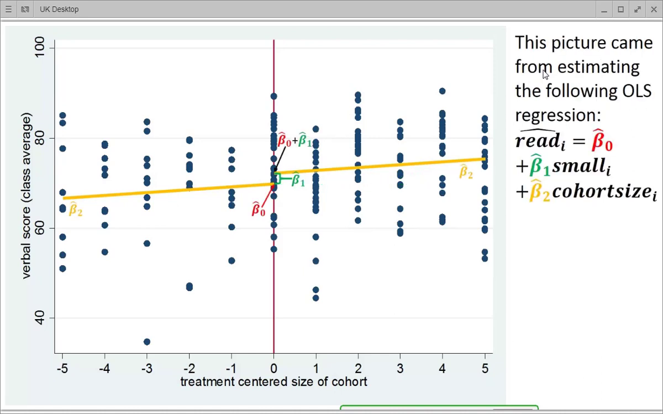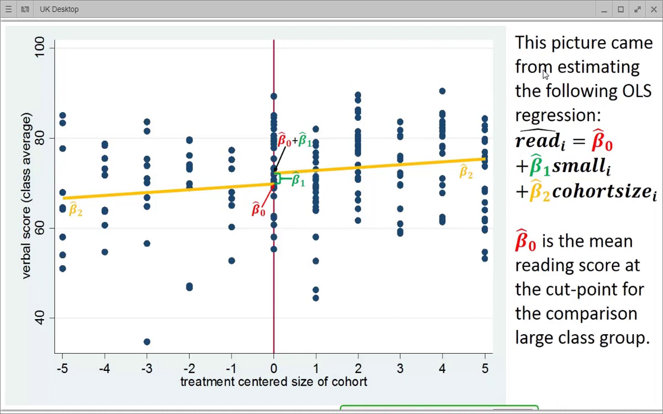Now, what does that look like in terms of a regression equation? Beta naught represents the intercept, so it is the average test score for the comparison group at the discontinuity. Beta 1 is the treatment effect, or the difference in test scores between small classes on the right-hand side and large classes on the left-hand side. And beta 2 is that underlying trend that accounts for the relationship between cohort size and test scores.